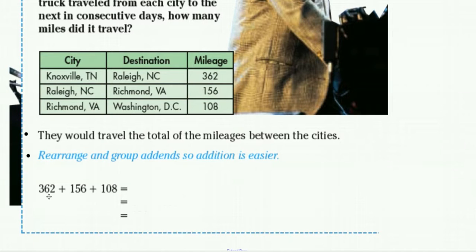And if you notice, 362 and 108 should be compatible with each other. So we group 362 and 108 using the commutative property of addition first, and then the associative property: 362 plus 108 plus 156. And we know that 362 plus 108 is going to be an easy add, 470. Bring down 156, which will give us 626. So the total mileage is 626 miles.